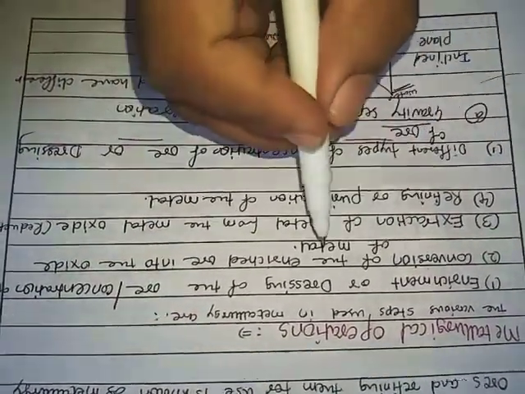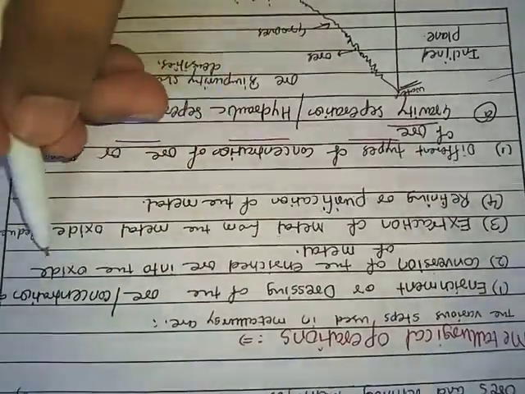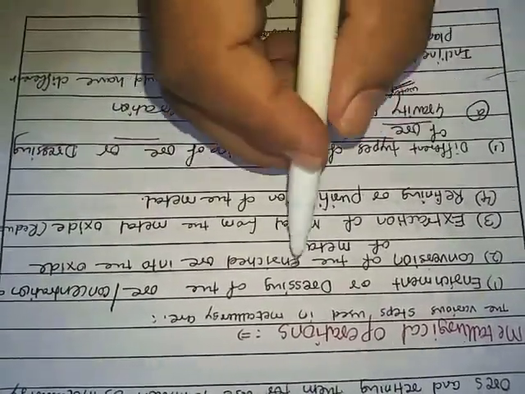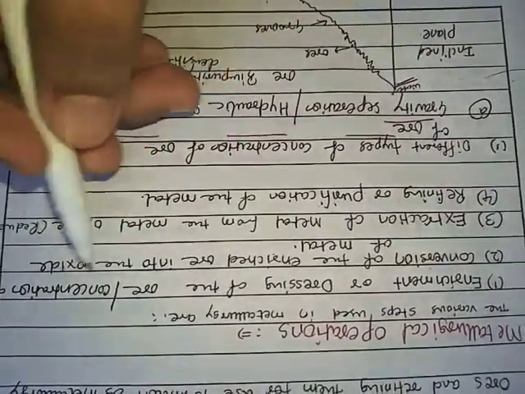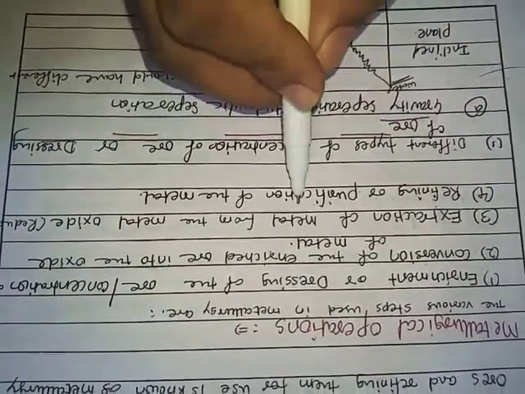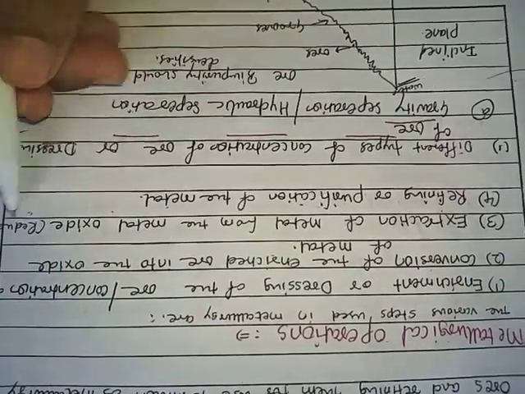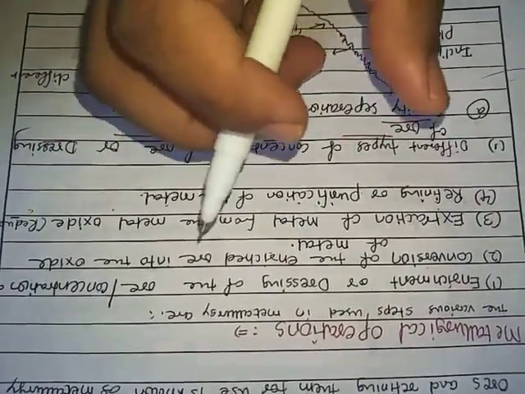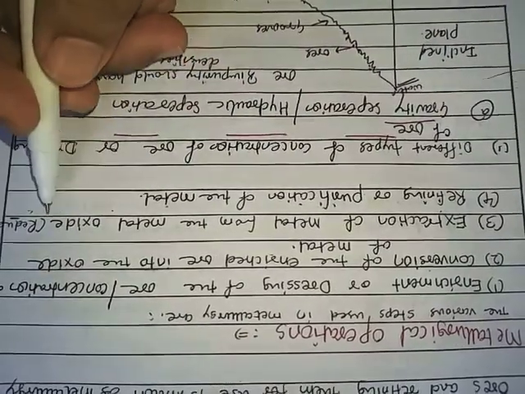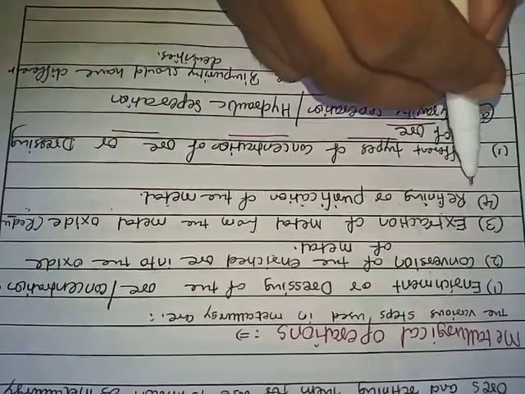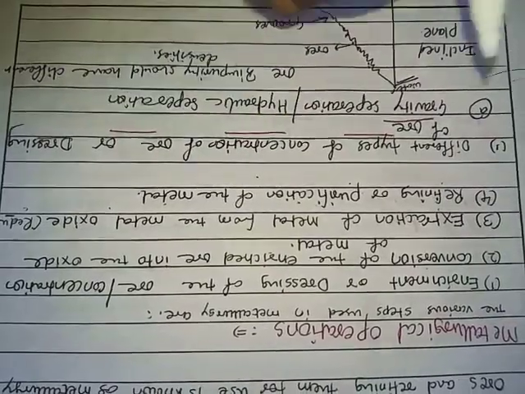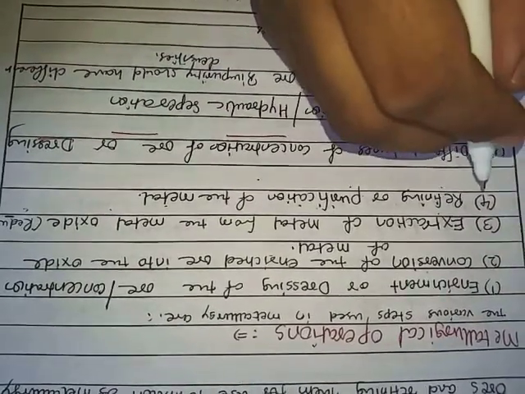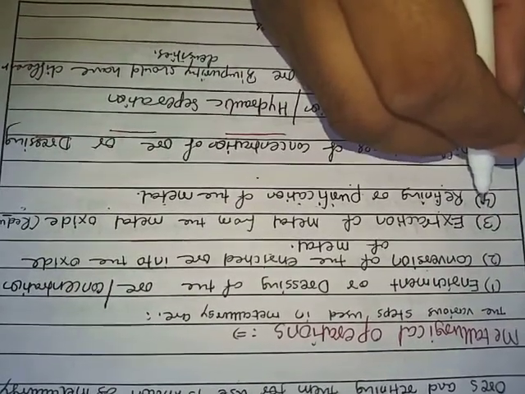Second, conversion of the enriched ore into the oxide of the metal. Whatever ore we get, we have to convert into the oxide of that particular metal. Third, extraction of metal from the metal oxide, which means we have to do reduction. And fourth is refining or purification of the metal. We will discuss those methods in the next lecture.